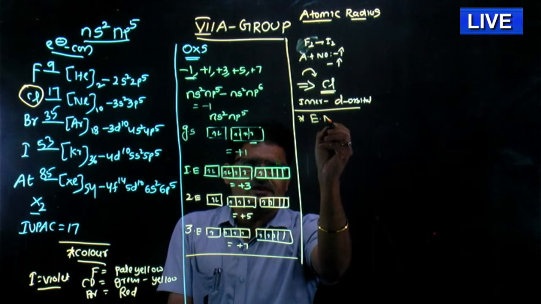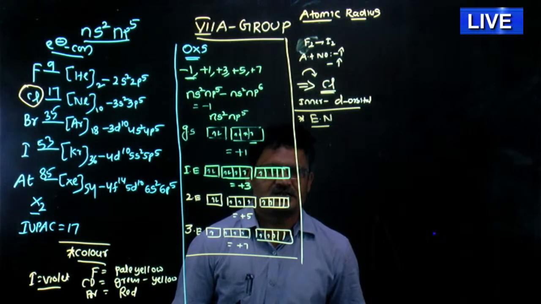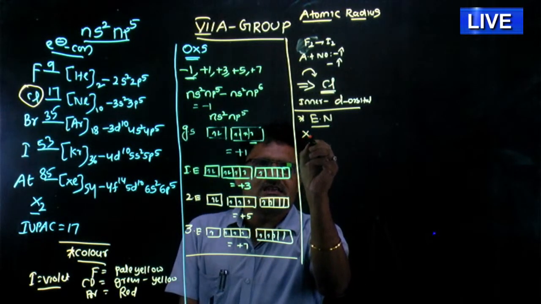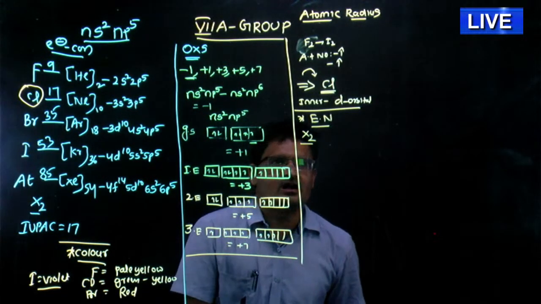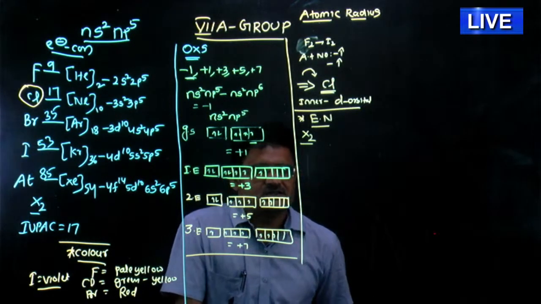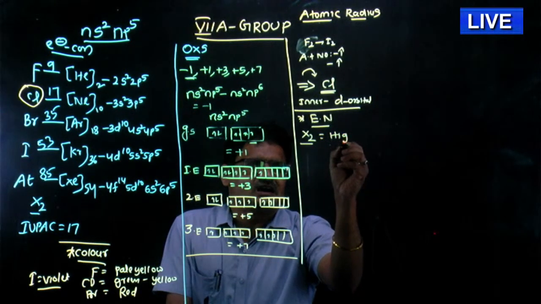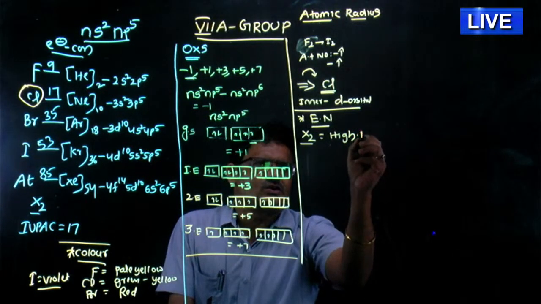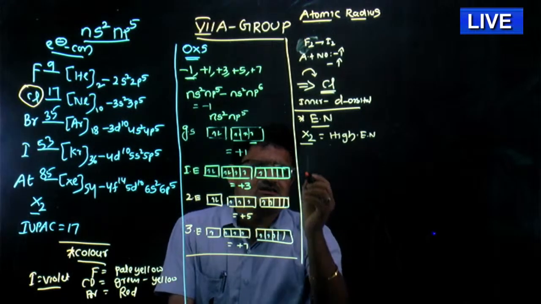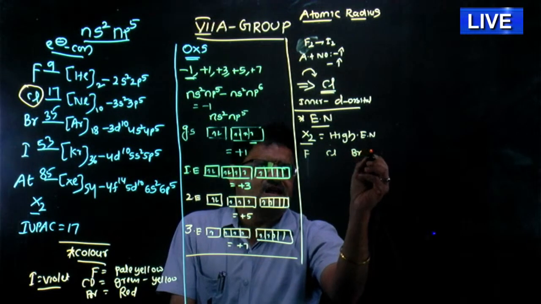Next one, electronegativity. What is the definition of electronegativity? The tendency of an atom to attract the shared pair of electrons in a diatomic molecule. These halogens have high electronegativity. The halogens are fluorine, chlorine, bromine, then iodine.